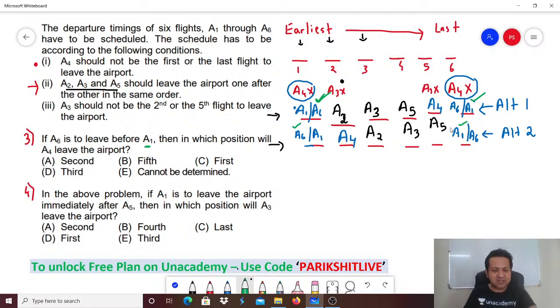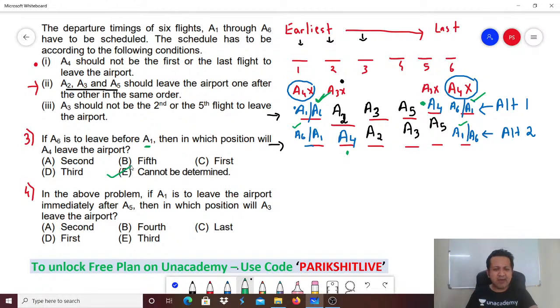You don't have one single answer. Why? Because if you consider alternative 1, A4 is living at position 5, while in alternative 2, A4 is living at position 2. Answer is cannot be determined. Cannot be determined. Get that?